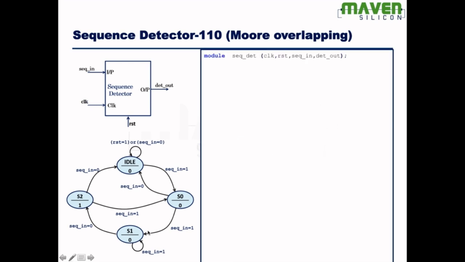How can you write the source code? Module sequence detector. All the ports are wire data type, so define the directions, input, output. Here, there are four parameters. I want you to remember this: for any FSM, you have to define parameters. Here, how many states? Four states. So there are four parameters. And then you can define the values.